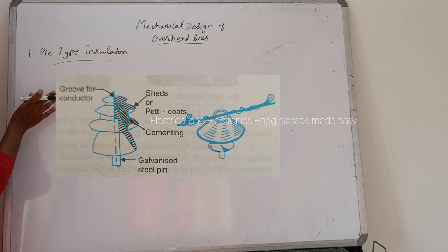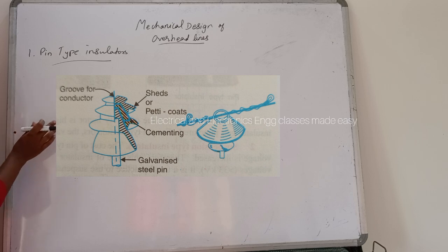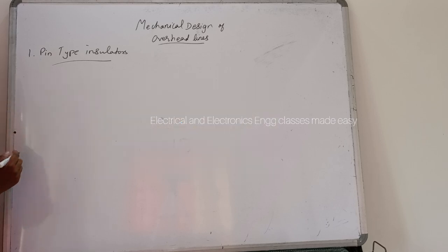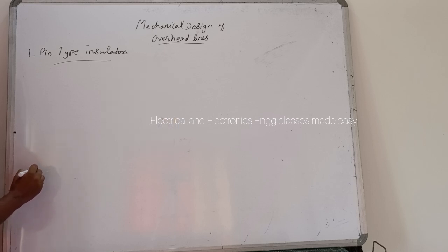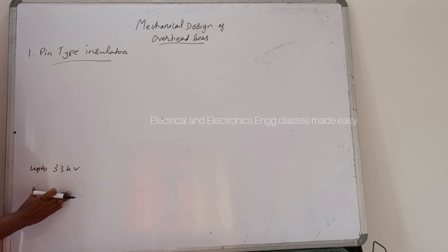Then there is a groove on the upper end of the insulator for housing the conductor. The conductor passes through this groove and is bound by the annealed wire of the same material as the conductor. Then pin type insulators are used for transmission and distribution of electrical power at voltages up to 33 kV. So beyond the operating voltage of 33 kV, the pin type insulators become too bulky and hence uneconomical.